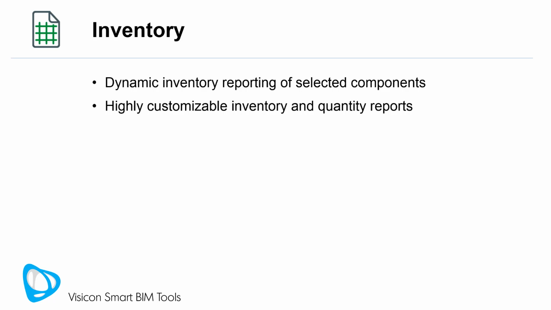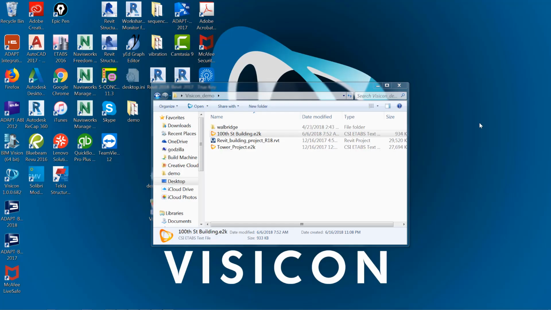Visicon's inventory capabilities provide a powerful dynamic inventory reporting capability on any of the selected components. It also provides highly customizable inventory and quantity reports. To demonstrate this capability, we'll start with an eTabs model. So here we're looking at a native E2K file.